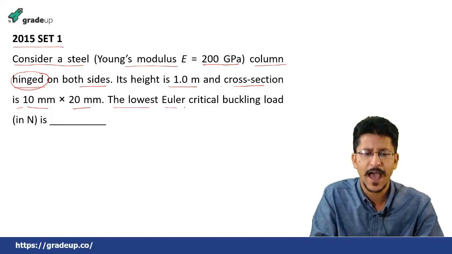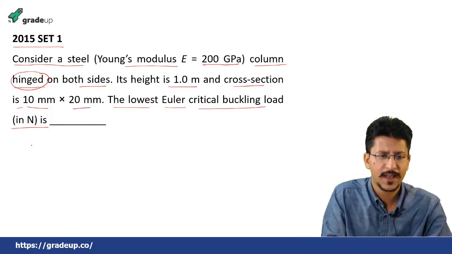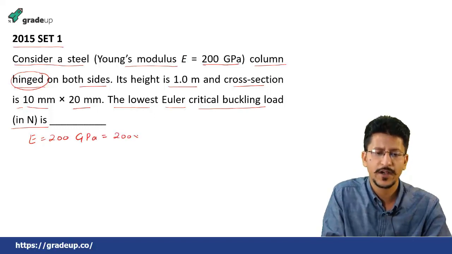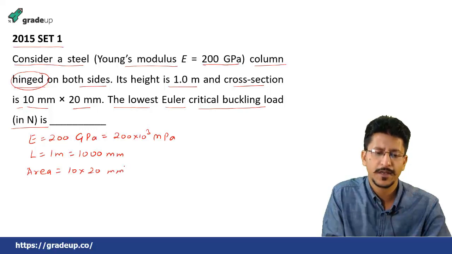The lowest Euler critical buckling load in Newton is, first of all, write the available data that we have. E is equal to 200 gigapascal, which can be written as 200 into 10 to the power 3 megapascal. Height or the length of the column is 1 meter. Take it in mm, that is 1000 mm. Cross section, that is the area of cross section, is 10 into 20 mm square.